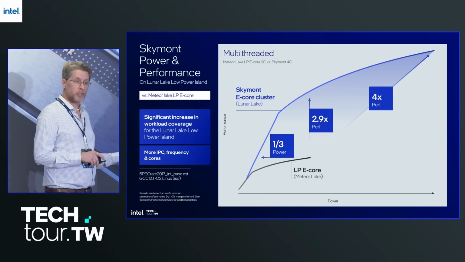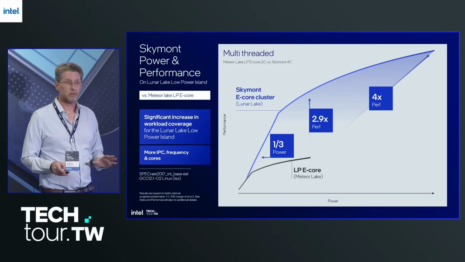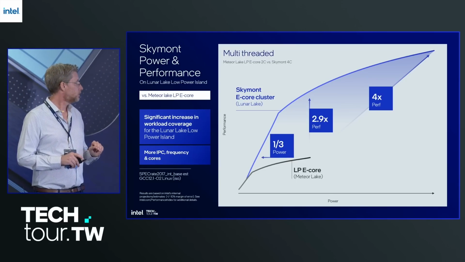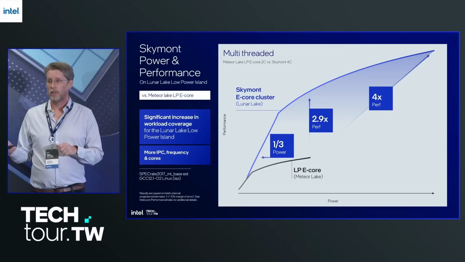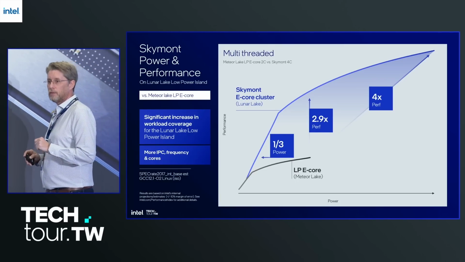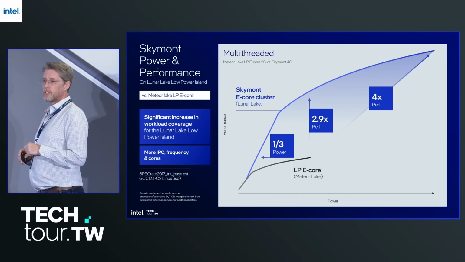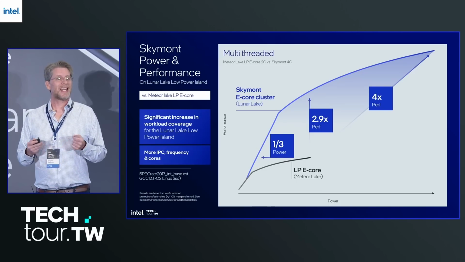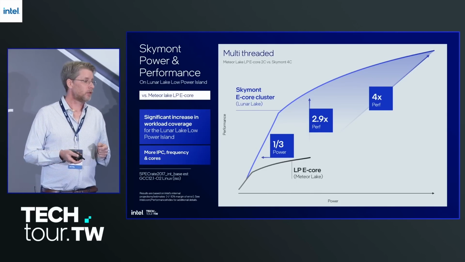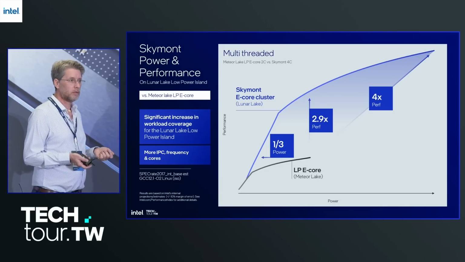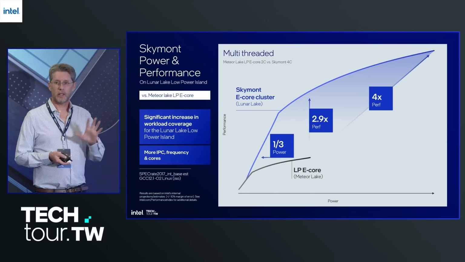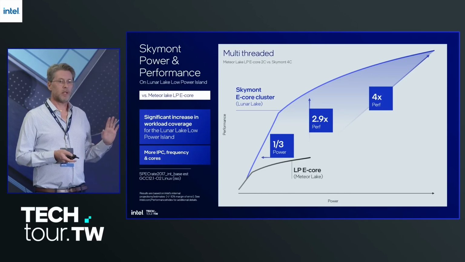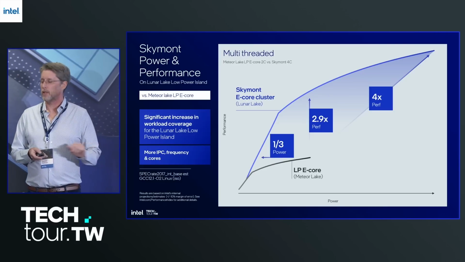Here, I'm comparing 2 cores against 4. So this isn't ISO work, but this is power perf. Again, 1/3 the power for the same peak performance. So running those 2 LPE cores in Meteor Lake at their full frequency, we're 1/3 the power for the same performance. Now we're 2.9x the performance at the same power, and we're 4x peak to peak. So the low power island in Lunar Lake literally has 4x the capability as a low power E-core cluster in Crestmont, in Meteor Lake.